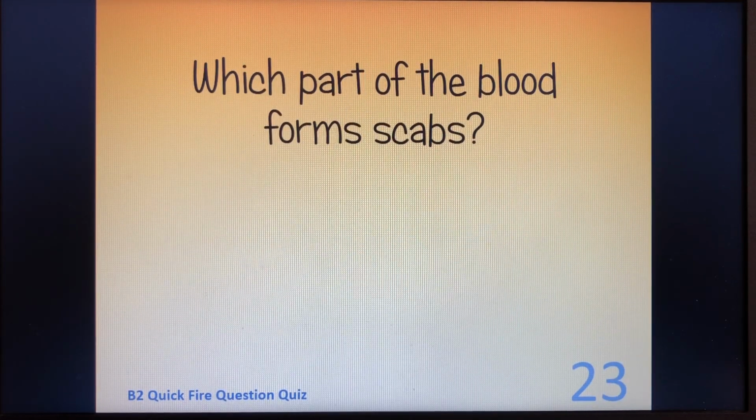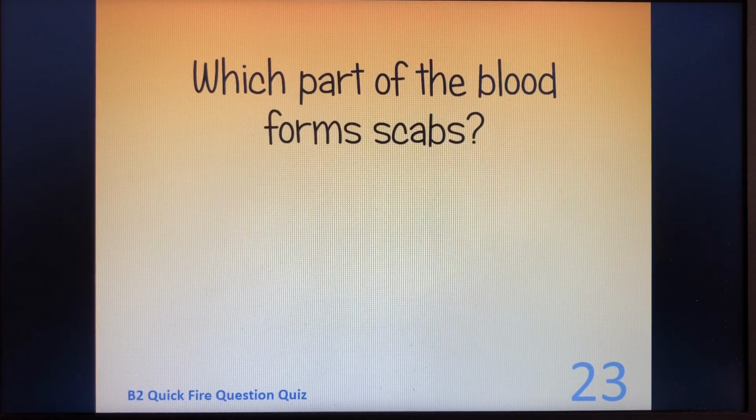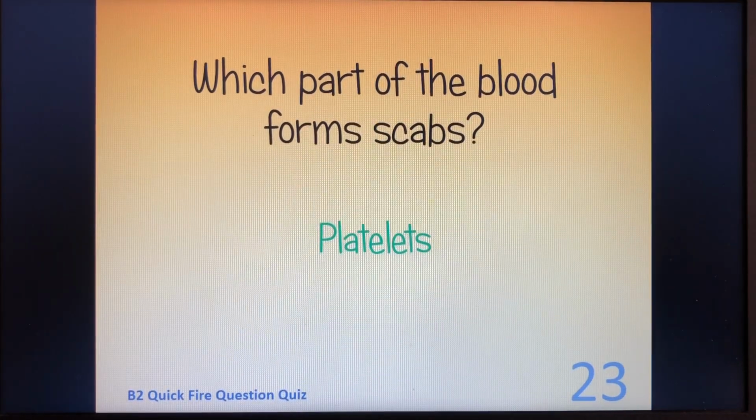Question 23. Which part of the blood forms scabs? Which part of the blood forms scabs? There's four parts of the blood. These are the fragments of cells that form scabs, and the answer is the platelets.